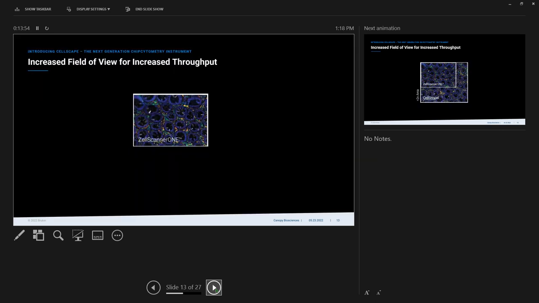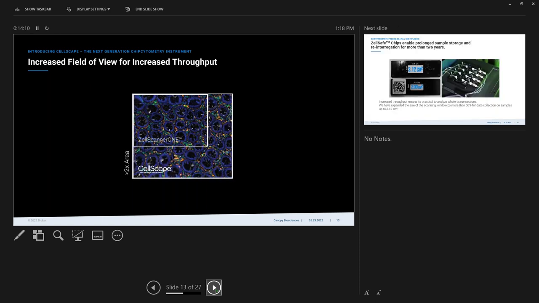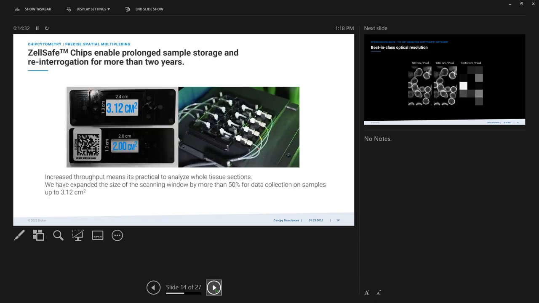The main thing being throughput, and one of the primary ways we've made a really dramatic increase to the throughput of the system relative to the previous generation of the instrument is through optimization of the optical train, which has allowed us to dramatically increase the size of the field of view. This is the area we can collect data on with a single image. With some improvements there, we've more than doubled the field of view. That means we can collect data on more than double the number of cells in the same amount of time, and it makes it practical to scan and analyze larger tissue sections.